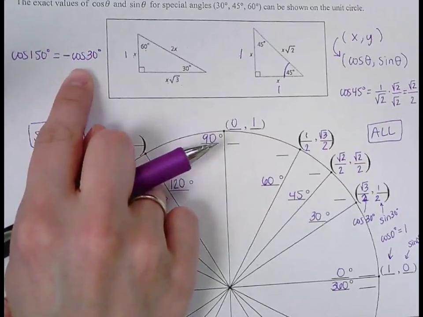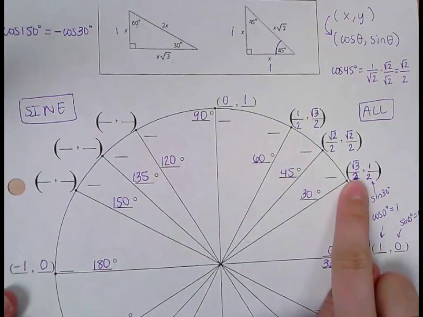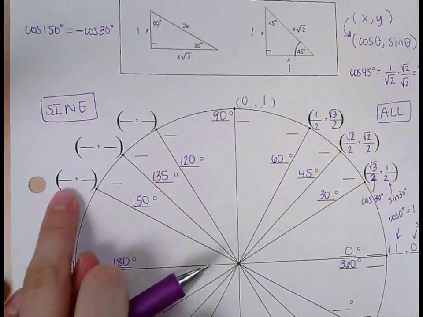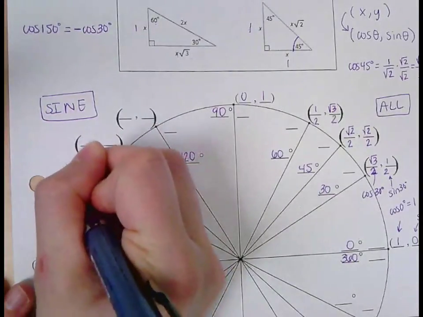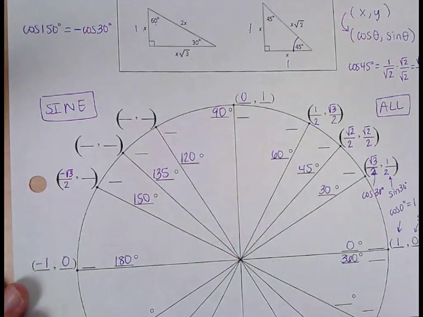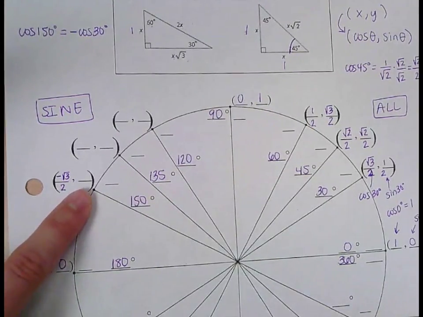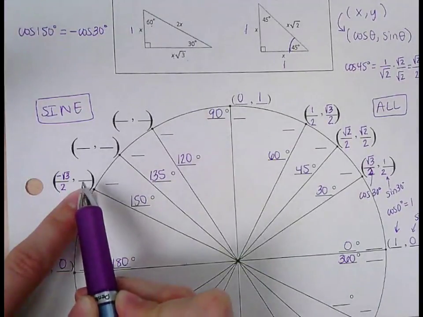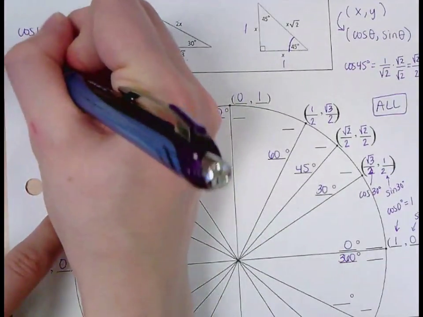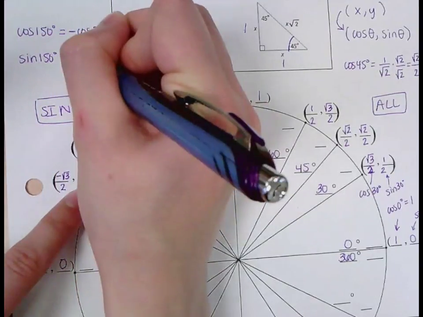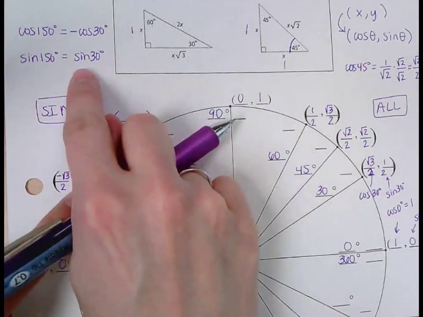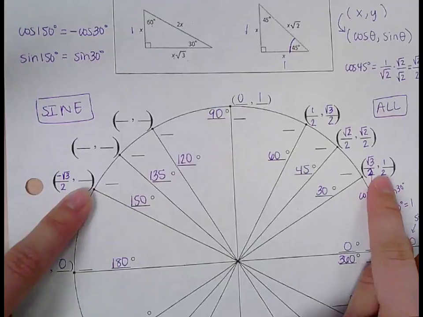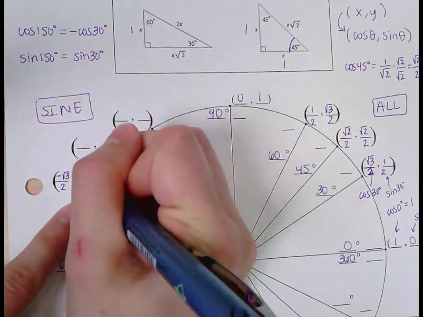I already found cosine of 30. That's square root of 3 over 2. So that means this x-coordinate is just the opposite of that. This x-coordinate is just negative square root of 3 over 2. All right, but then hopefully you see, with the reference angle of 30, I can do the same thing for sine. Sine of 150 degrees will equal sine of 30, and sine is positive in quadrant 2, so it'll stay positive. Sine of 30 was 1/2, so sine of 150 is also 1/2.